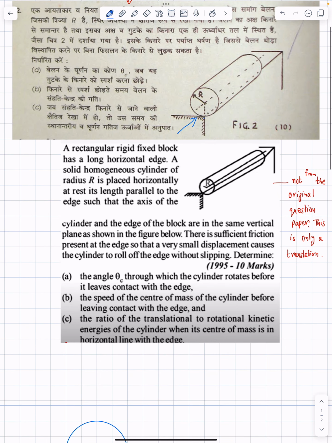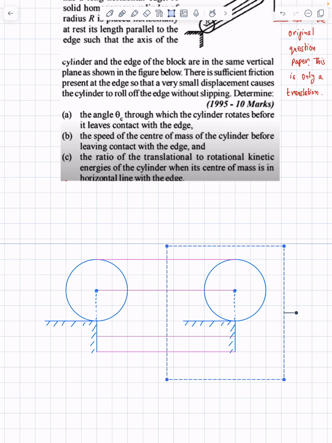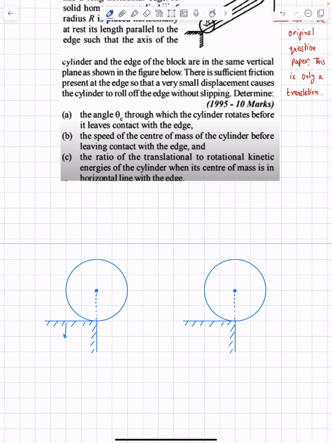I'm just trying to see what the angle is with respect to. Okay, so the angle is basically measured from the time t equal to 0. So let's make another picture and show the position of the cylinder at time t later, when it is about to lose contact with the edge. Basically this is the block, and this is the edge we are seeing from the side. So it just shows like a point here, but this is basically the edge of the block.